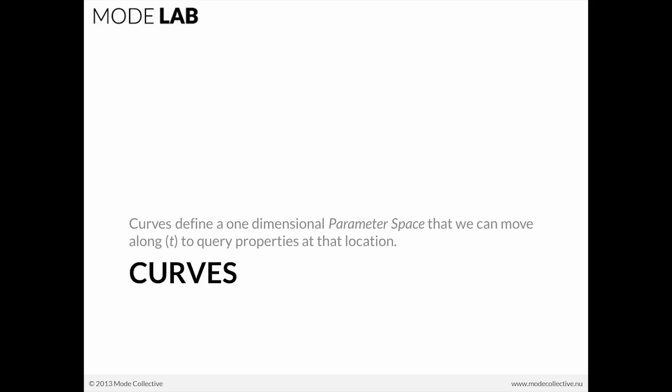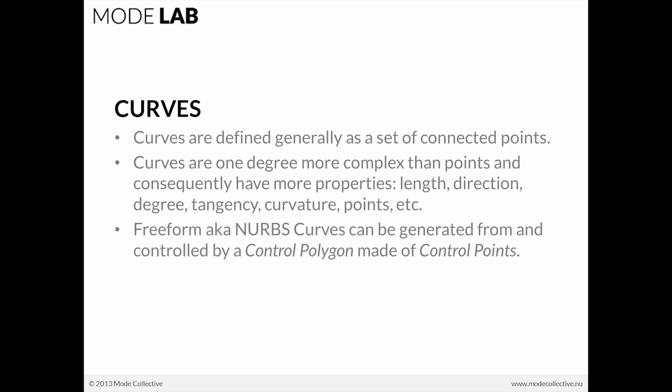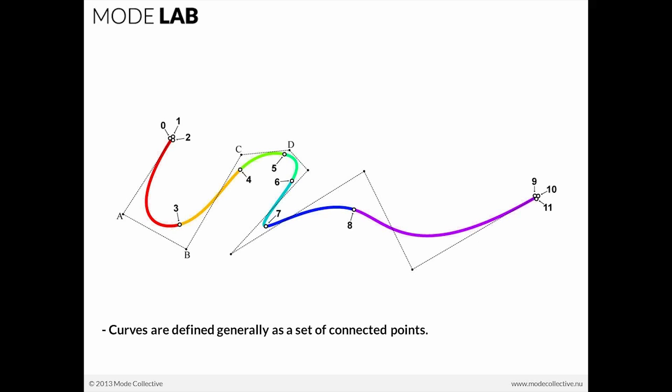And again, curves have a numerical description like surfaces. It's one-dimensional instead of two, and we call it T instead of U or V. So curves are defined generally as a set of connected points. They're one rung up on the geometry ladder from points, and they have more properties than points, such as length, direction, degree, tangency, curvature, etc. And the control object that allows us to manipulate our freeform curves is called a control polygon instead of a control mesh.